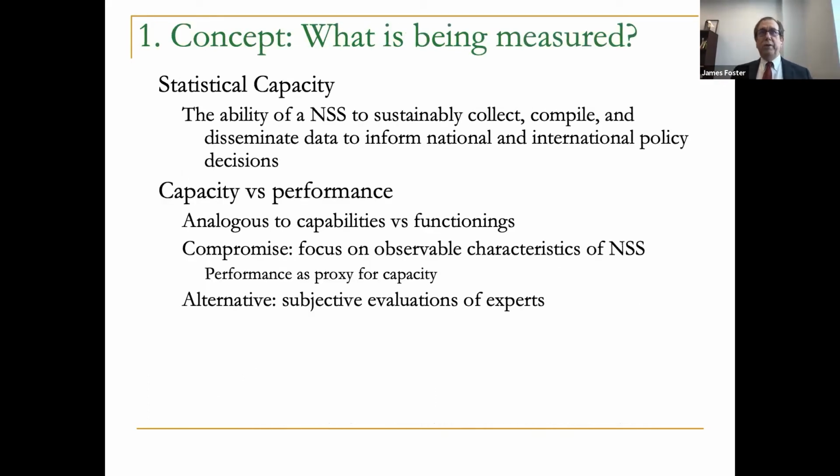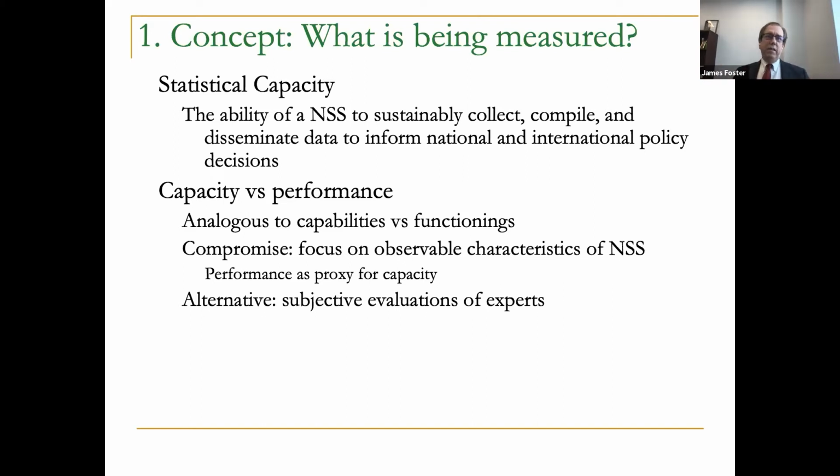So what is the concept being measured here? It's statistical capacity. It's the ability of an NSS to sustainably collect, compile, and disseminate data to inform national and international policy decisions. Now, there is a distinction here between capacity and what we'll be using, which is performance. In fact, we're going to call it statistical performance index to represent that fact. So it's kind of like analogous to capabilities versus functionings. You know, capabilities are really hard to measure. So we compromise.